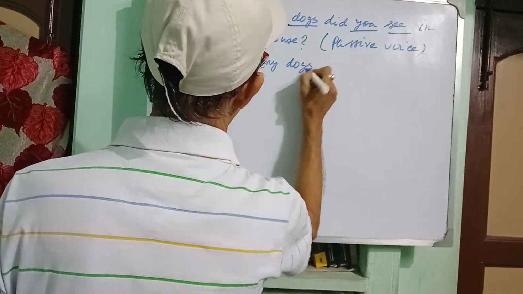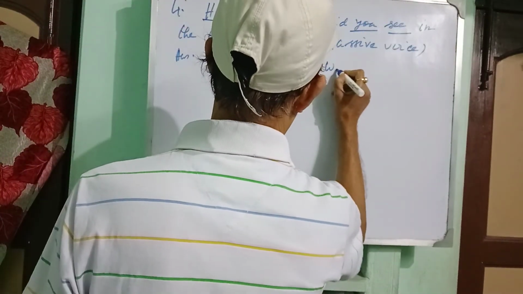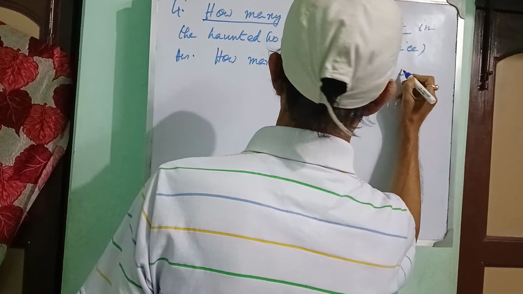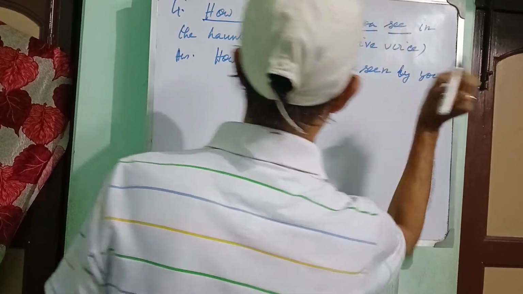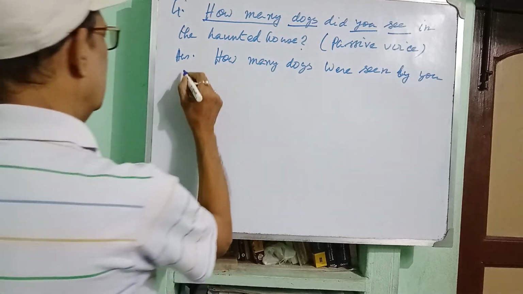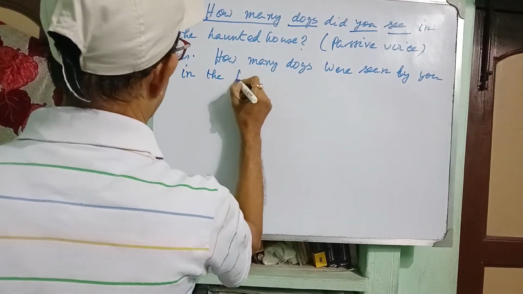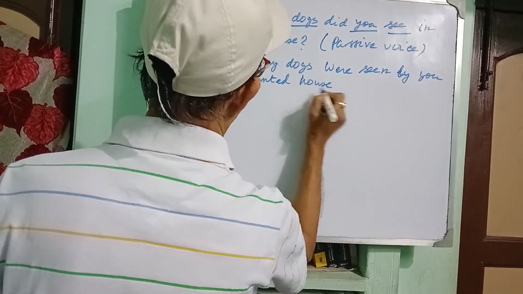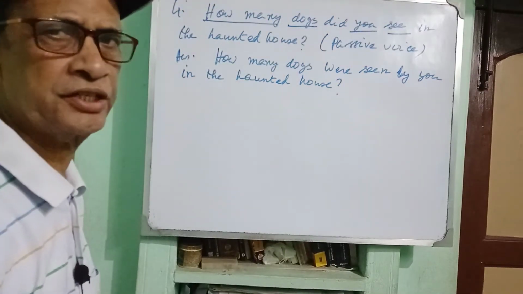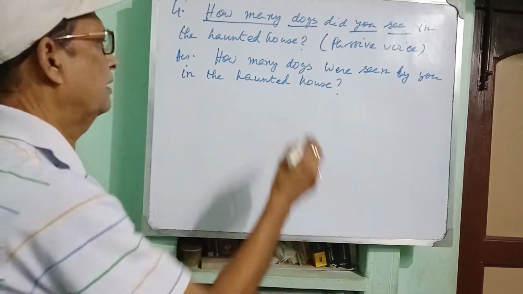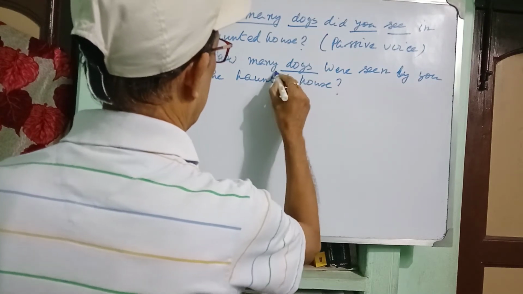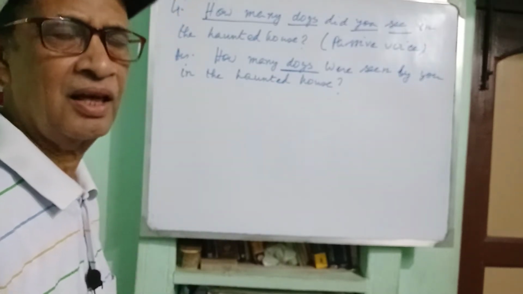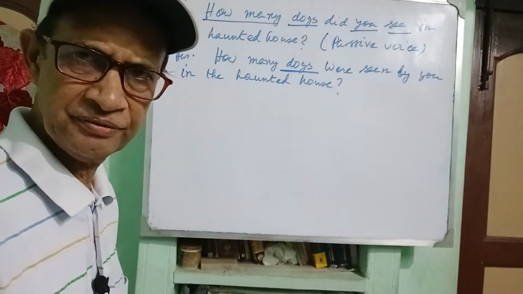How many dogs were seen by you in the haunted house? You see that dogs have been used as the subject, and the object of the active voice has become the subject.